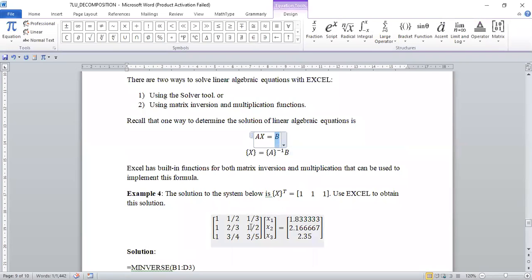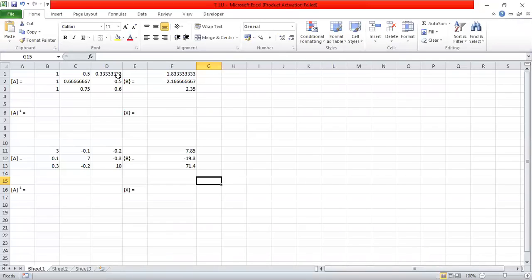So this is the strategy we are going to be employing in solving for X using software approaches. So I'm going to go to Excel. So how do you use Excel to solve linear algebraic equations? So I'm in Excel now. So this is the A matrix in the question, and this is our B matrix in the question.